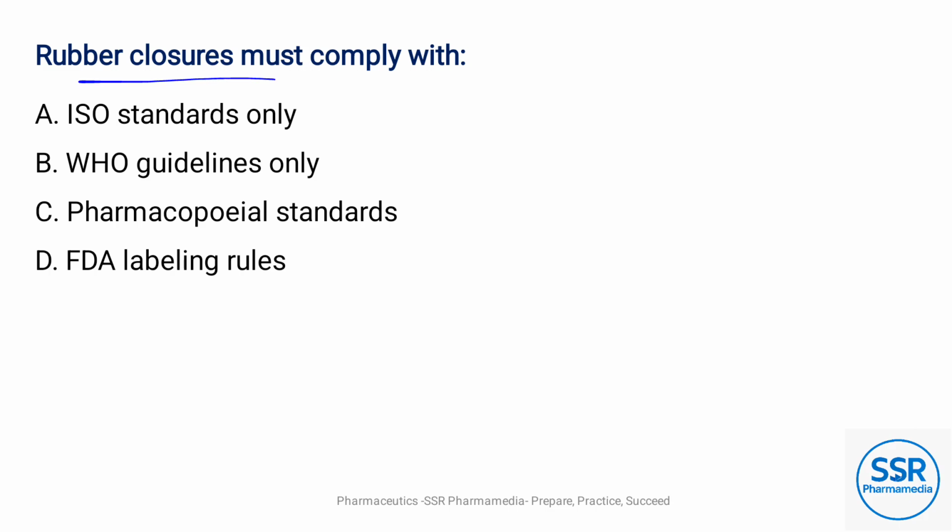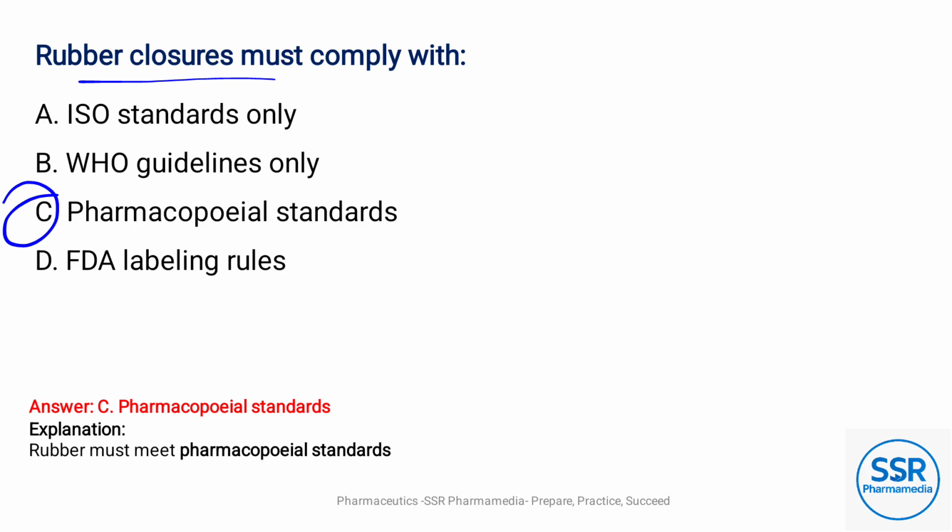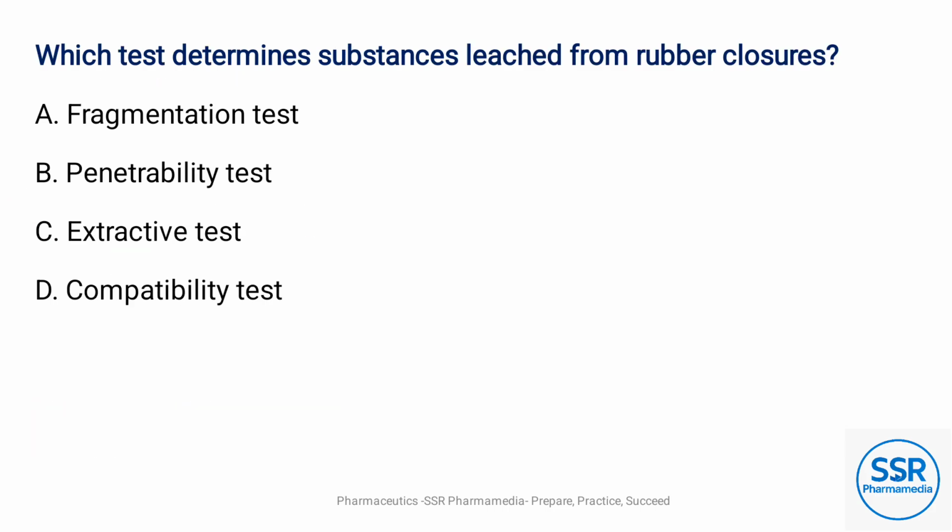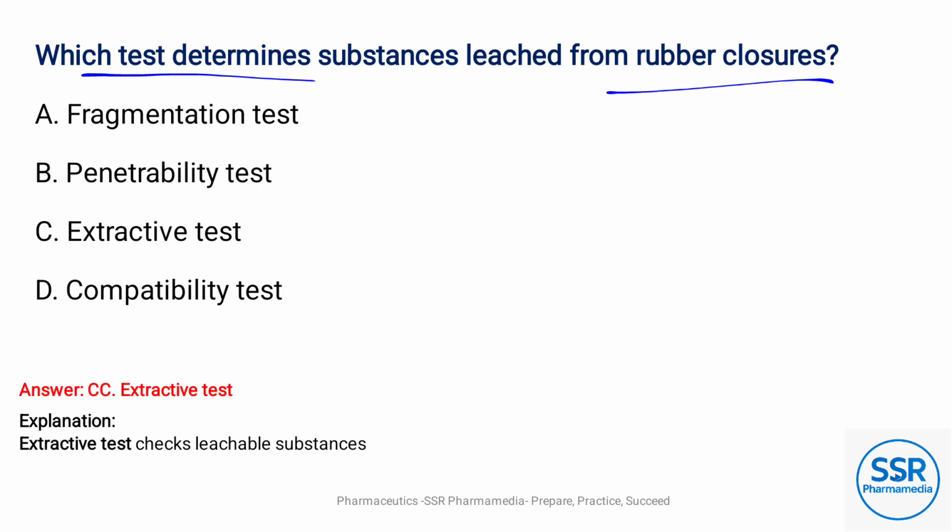Rubber closures must comply with, option C, pharmacopoeial standards. Which test determines substances leached from rubber closures? Option C, the extractive test. The extractive test checks leachable substances.